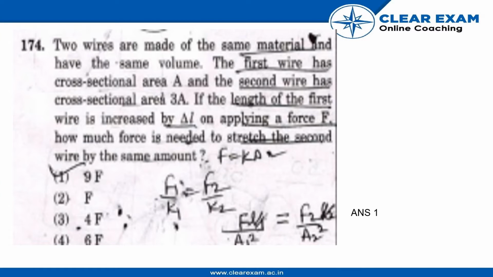The question says that two wires are made up of the same material and have the same volume. The first wire has cross-sectional area A and the second wire has cross-sectional area 3A. So if the length of the first wire is increased by delta L, it's saying that the first wire's length has been increased by delta L.